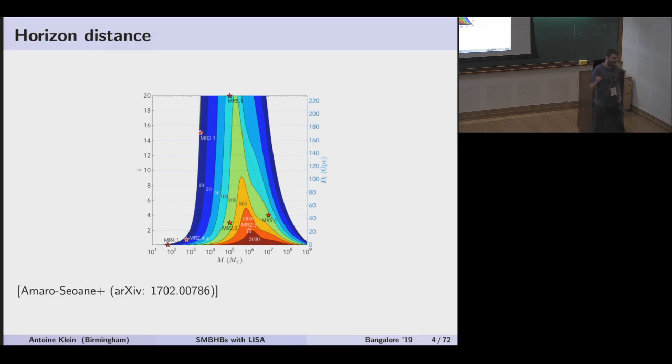So how far can we see our signals? Depending on the mass, we have to assume a mass ratio for this plot as well. This assumes a mass ratio of 1 to 3. And depending on the total mass of the system, you can see at very high redshifts, especially between 10 to the 4 and 10 to the 7 solar masses, you can reach redshifts of 20 and more.